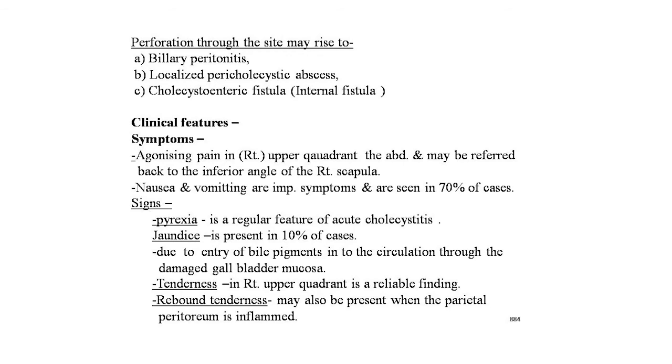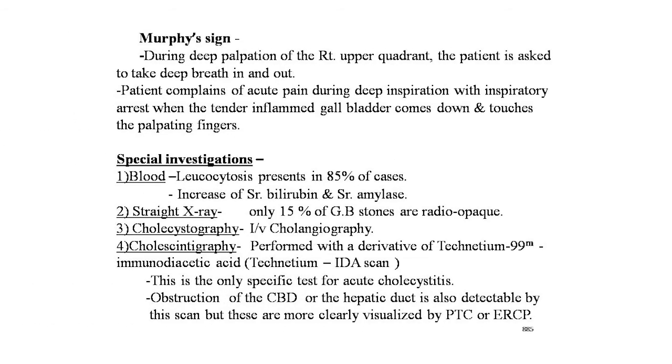Rebound tenderness may also be present when the parietal peritoneum is inflamed. Now the Murphy's sign. What is the Murphy's sign? During deep palpation of the right upper quadrant, the patient is asked to take a deep breath in and out. The patient complains of acute pain during deep inspiration with inspiratory arrest when the tender inflamed gallbladder comes down and touches the palpating fingers. This is the Murphy's sign.